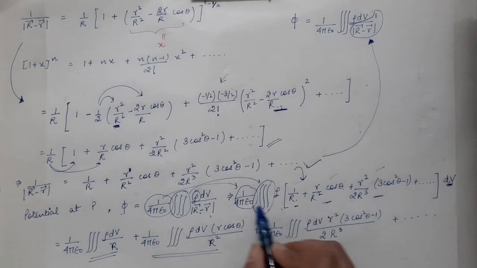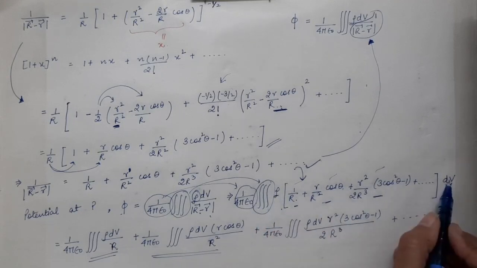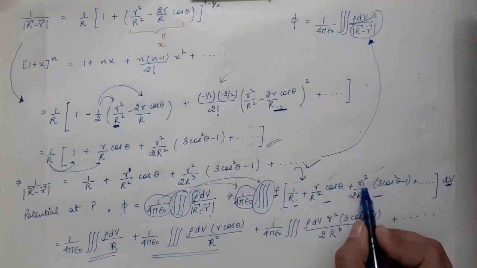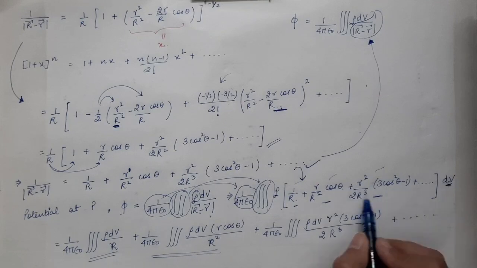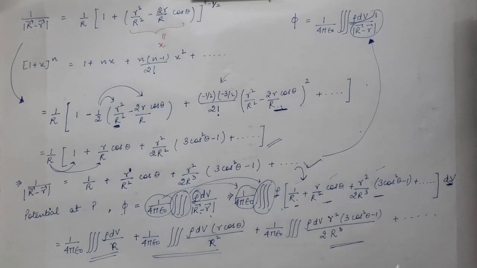Then the third term you will get is 1 by 4 pi epsilon naught into the integration of rho into dV into r square into 3 cos square theta minus 1 divided by twice of capital R cube. So this is the third term that you will get, and similarly you will get the higher order terms.